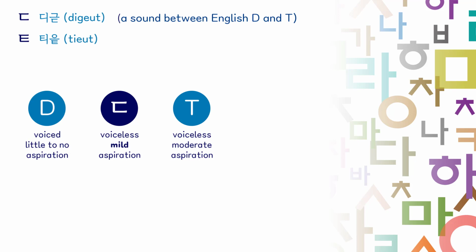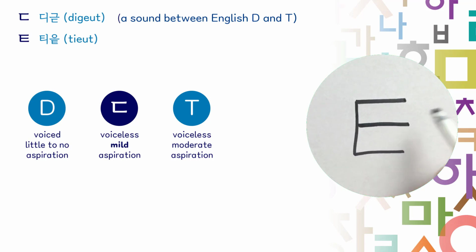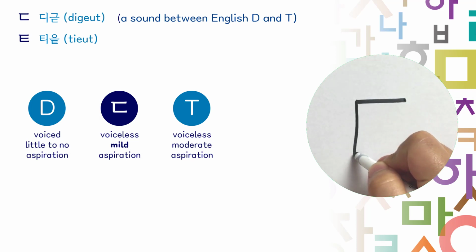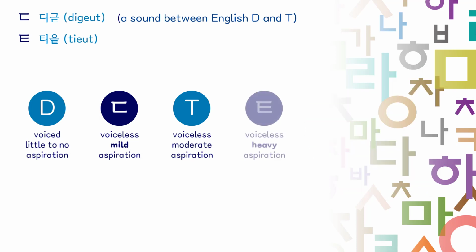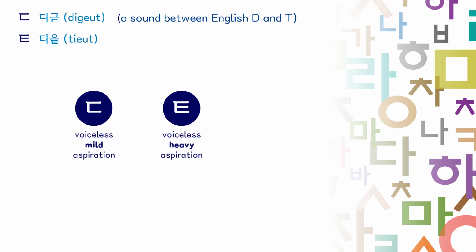Additionally, we have a much more heavily aspirated sound similar to T, and that's 티읕, 티읕. And 티읕 is written like this. 티읕 is a voiceless sound with heavy aspiration, so it's T, T, T. Let's hear 티귿 and 티읕 together.